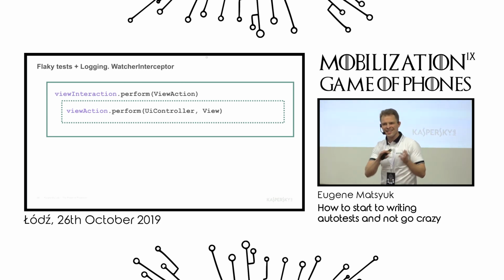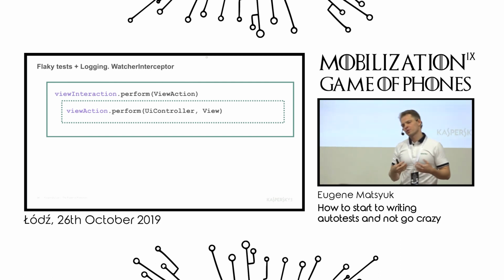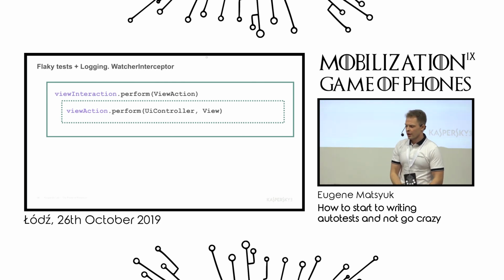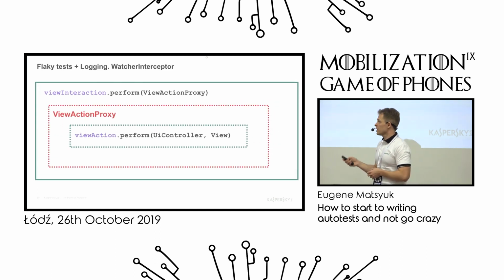Watcher interceptor doesn't impact the behavior of Espresso. But a watcher interceptor has access to additional information about a concrete view and a concrete view action. This additional information is located in the view action. And to get all needed information, we just introduced a special view action proxy class.